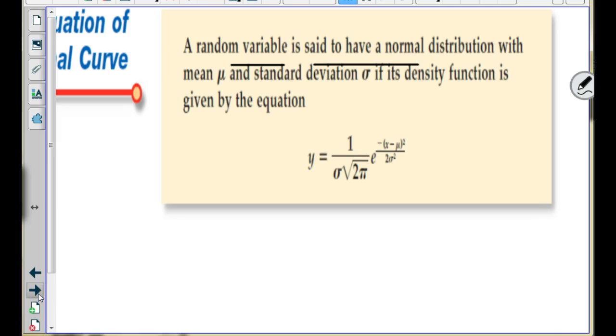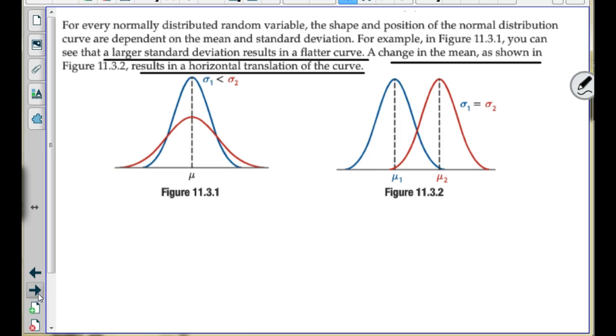Would you like to type that into your calculator to have it graph the normal distribution? I don't even know how many parentheses you would need. Okay, the calculator will actually do it on different things.